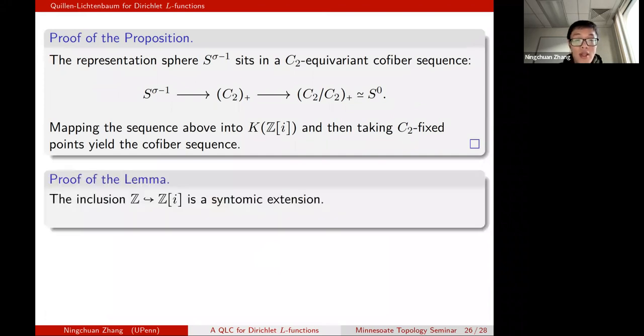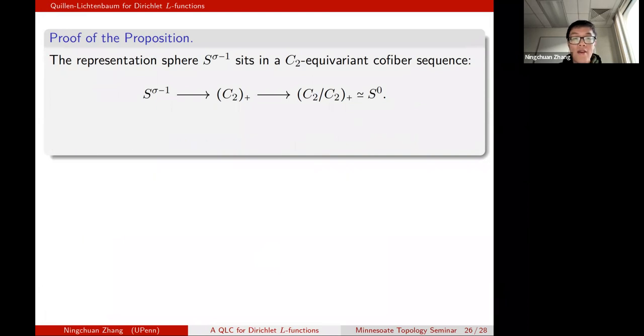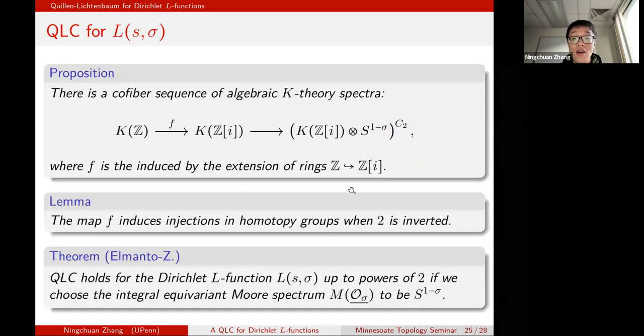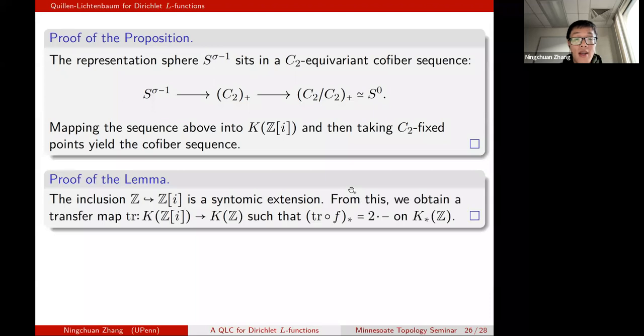Let me also explain why that map F induces an injection in homotopy groups when 2 is inverted. This is because the inclusion, even though it's not a Galois extension, is finite. And from there, there's a transfer map, so the composition is multiplication by 2. That's why once 2 is inverted, F becomes an injection.